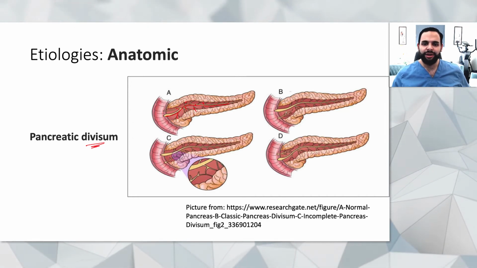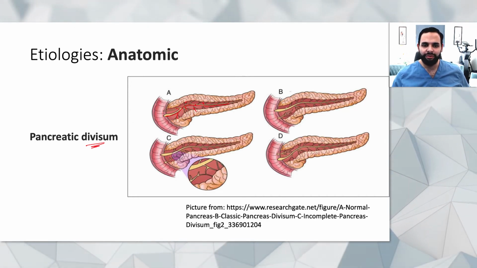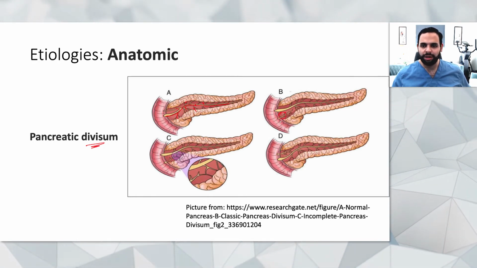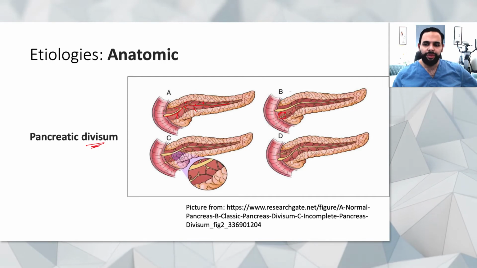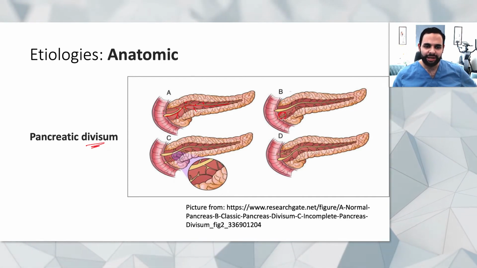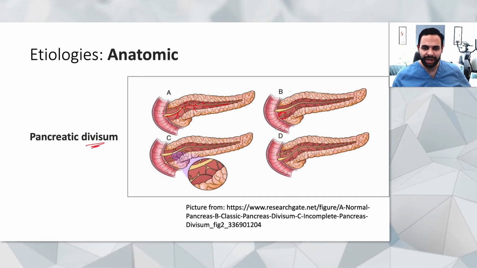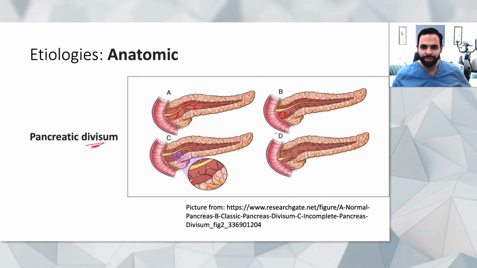In B, you have a classic pancreatic divisum where you have one duct and then you have a smaller duct. And that duct is literally smaller, and so the plumbing there is not as good. And anywhere that you can have disruption of flow, you can potentially have obstruction, backflow, pressure, and pancreatitis.